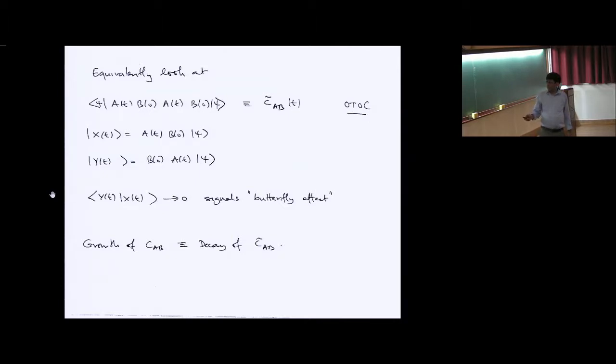So there are these two things to look at. In one case, something grows. In the other case, it decays, but they differ by terms in the commutator squared, which I've left out. And both of them give you a diagnostic of chaos.